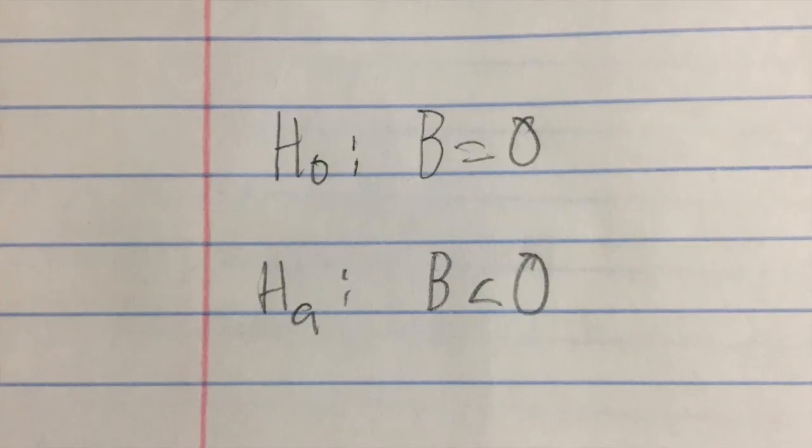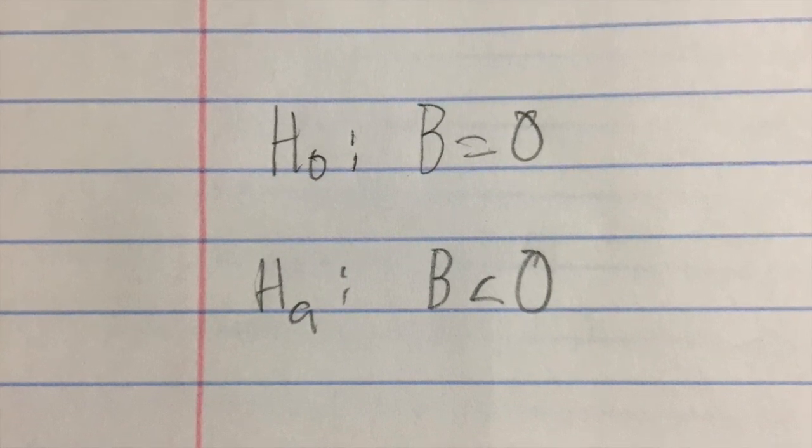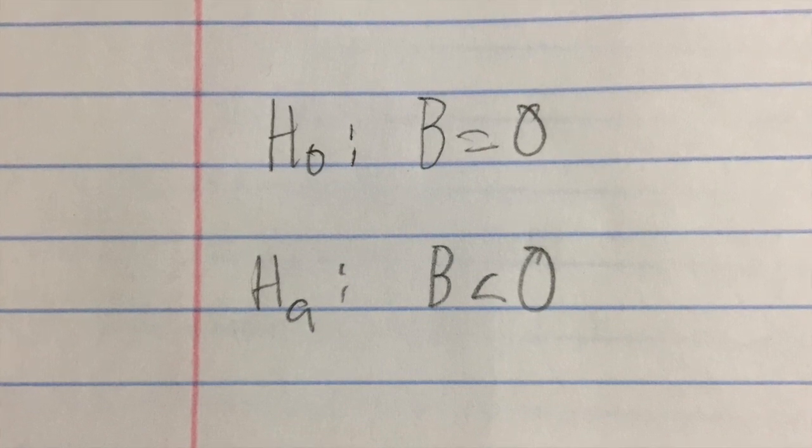The null hypothesis of our study is that the slope is equal to 0, meaning there is no linear association. The alternative hypothesis of our study is that the slope is less than 0, meaning there is a negative linear association.